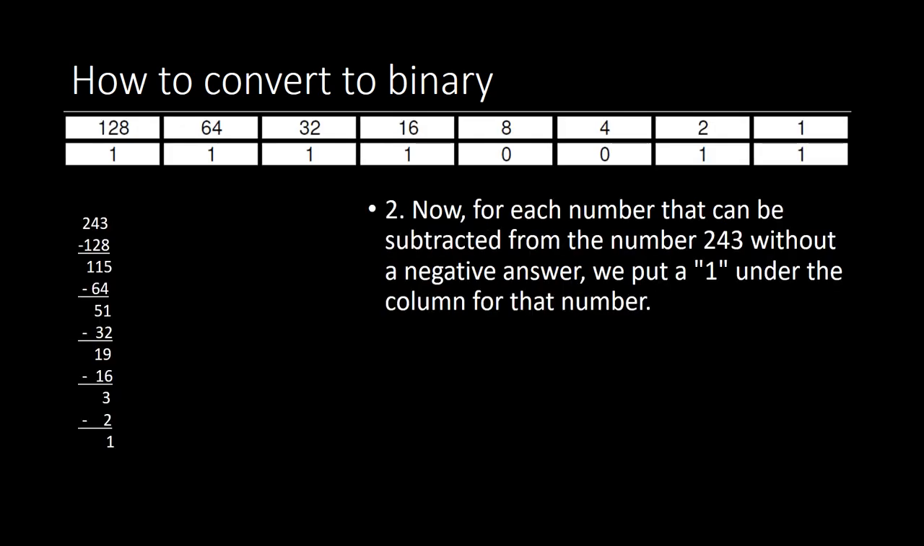So now remember, we're going to convert the number 243, so that's where we're going to start. And we're also going to look at our table from left to right now instead of right to left. So from left to right, the first number is 128. Can we subtract 128 from 243 without getting a negative number?